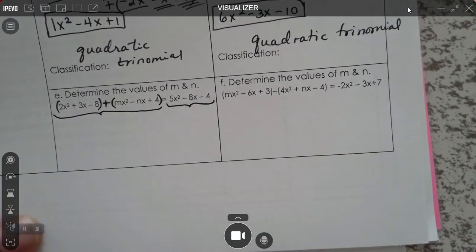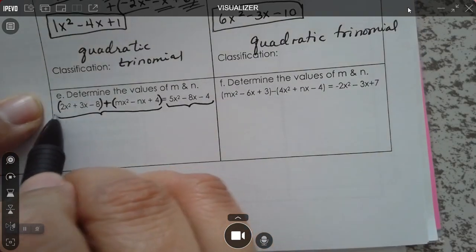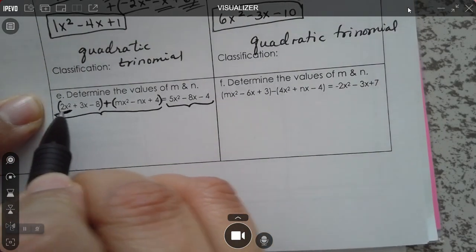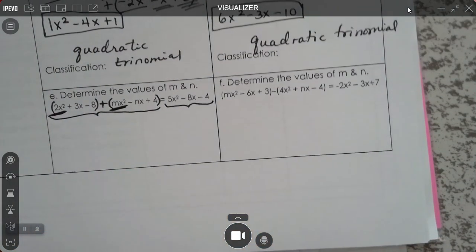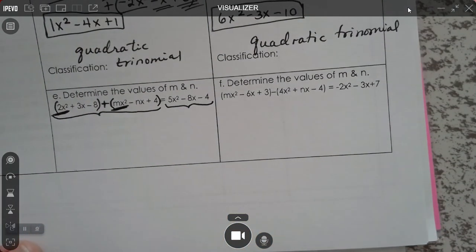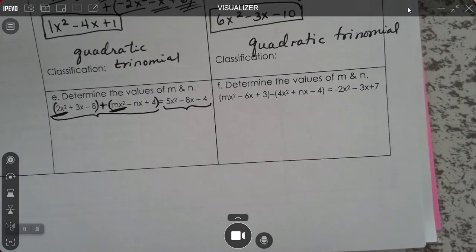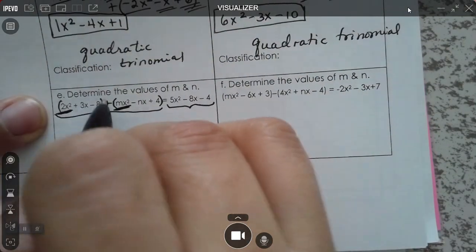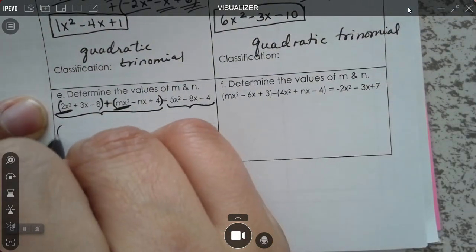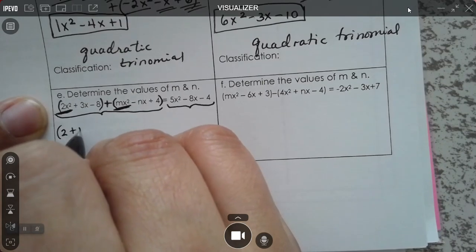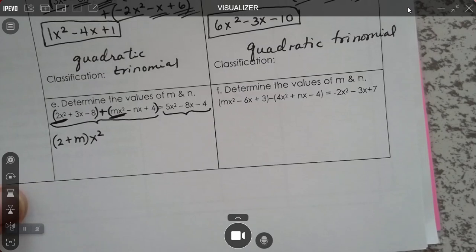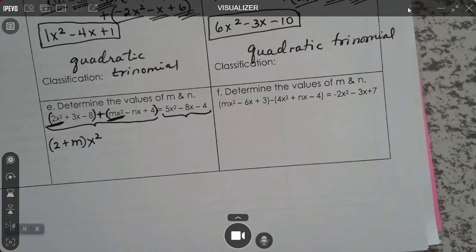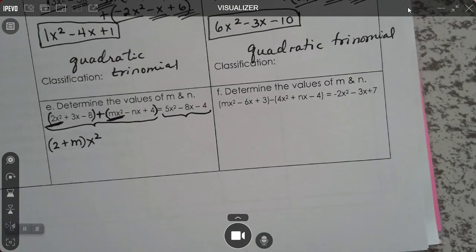Now looking for like terms, I notice that this one has an x squared, and this also has an x squared. And there's a plus sign, so we're not changing signs, okay? So this becomes 2 plus m. No, they're not like terms. 2 plus m is just 2 plus m. They're not like terms, so you cannot combine them.